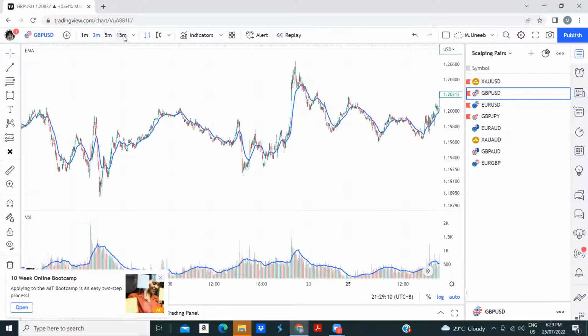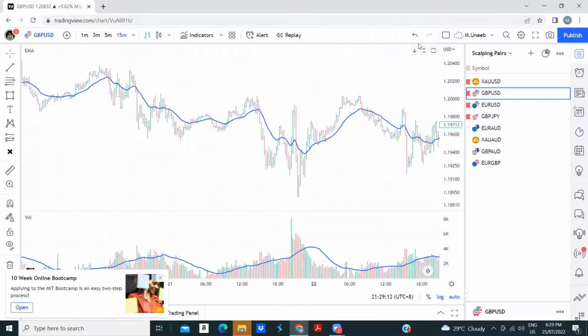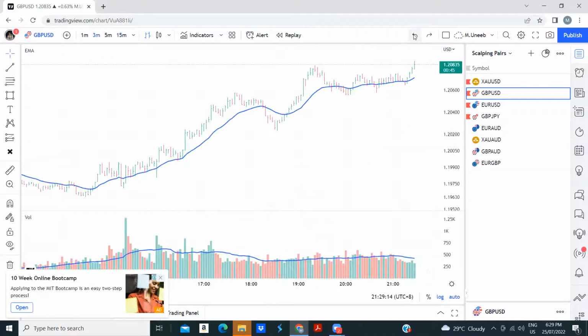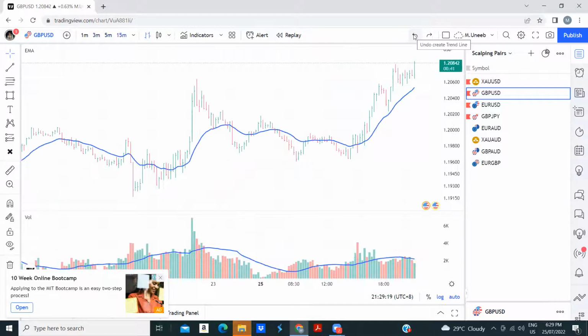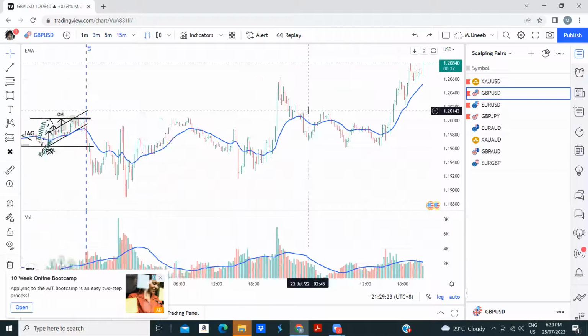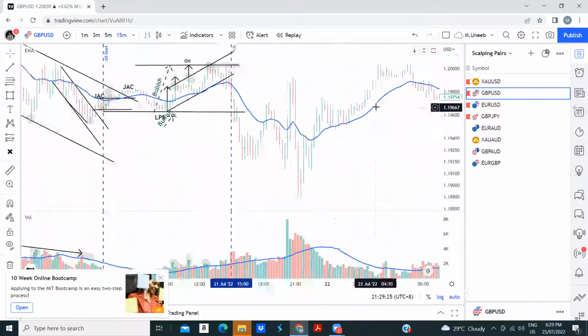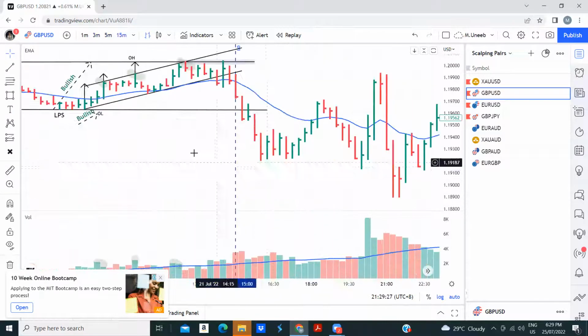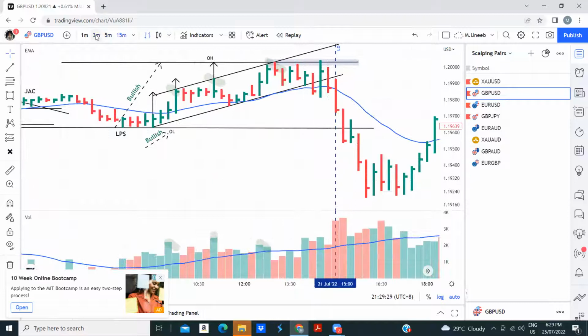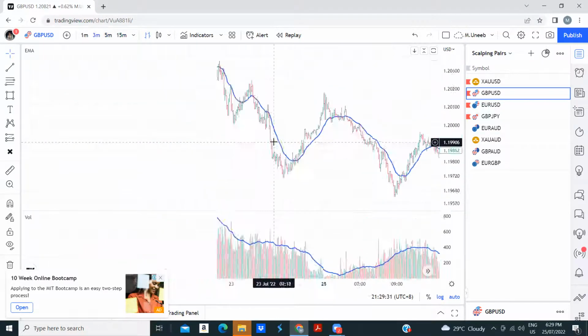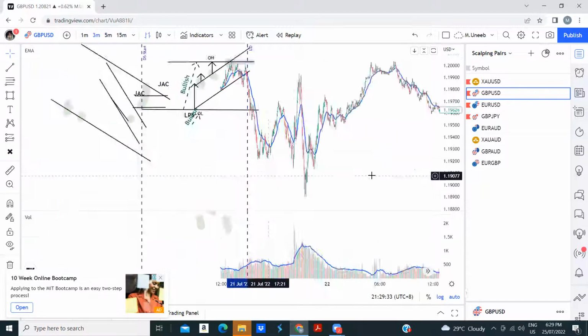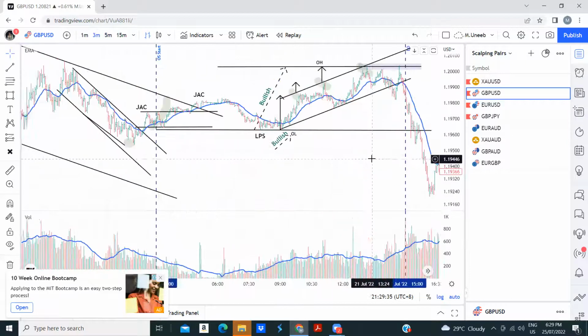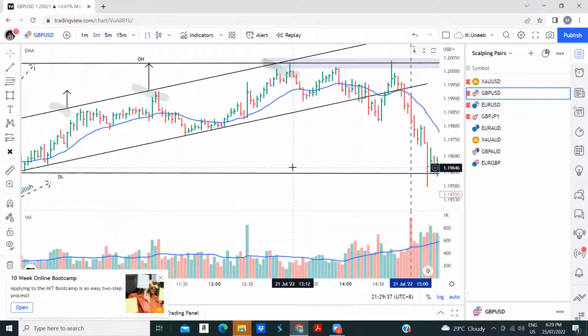Where was it? Did I remove it? No, it's behind. This one here, right? So do you agree with my trading setup, which happened just now? Yeah. Agree.